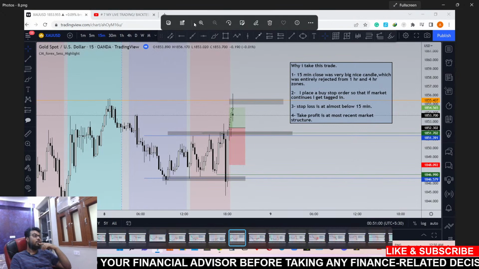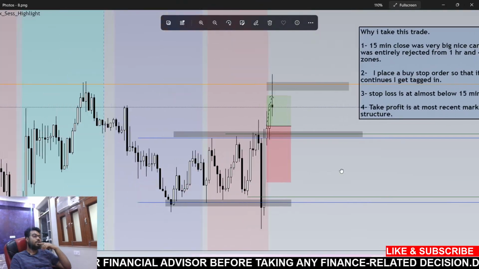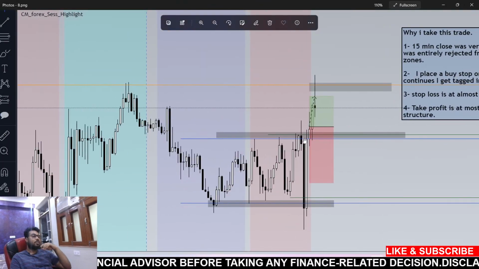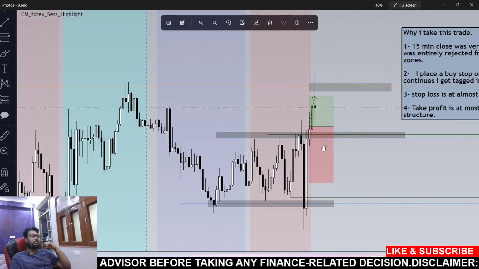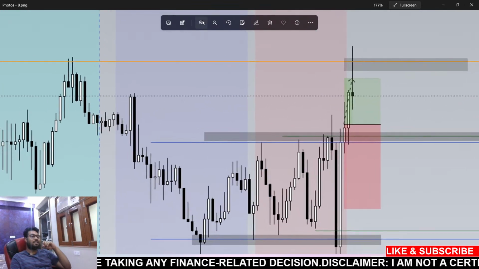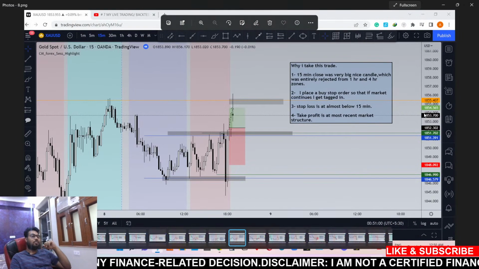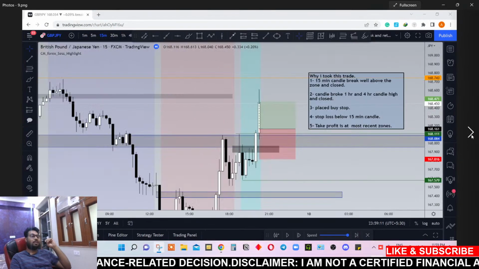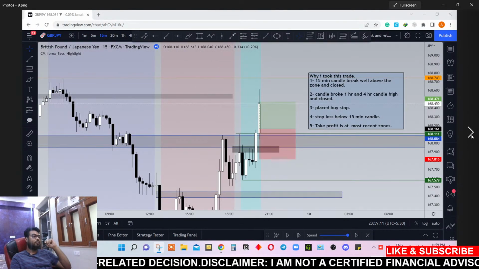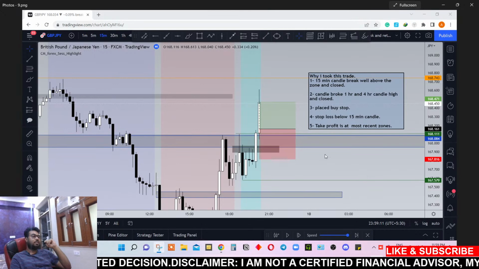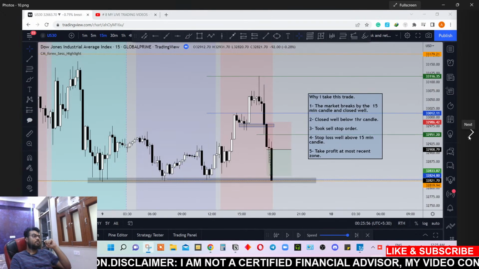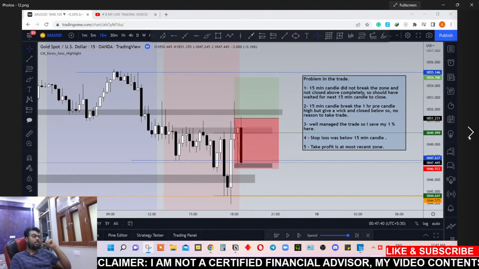Look here also in gold. What had happened? See, this candle was not able to break this zone. So that is why I decided to place my entry above this zone and candle. You can see this, and it tagged me in and continued to give me my take profit. So in gold, I have seen that sort of move so many times. Look at this, this was GJ.